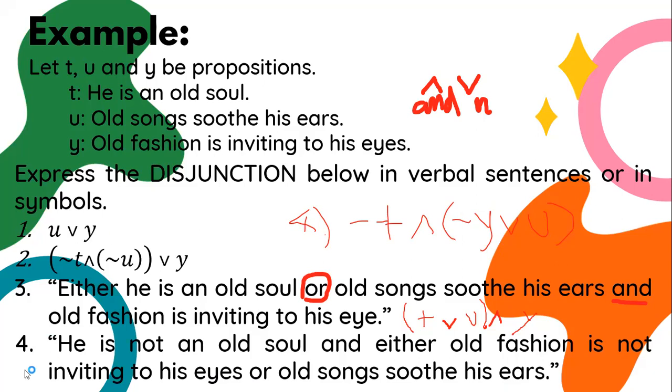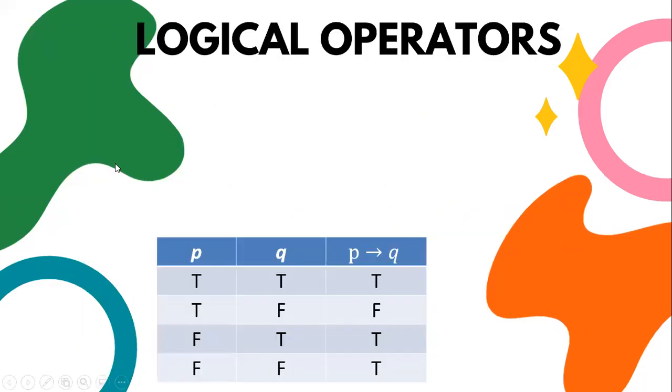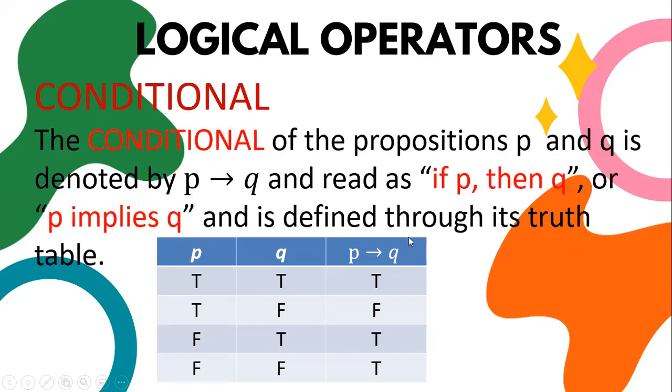Dali lang intindihan, no? Sino nagre-raise ng hand? O kanina pa yan. So clear ko lang ha. Thank you mga anak for answering. Let's have the next slide. The next logical operator is conditional. Sa conditional, ito naman yung gumagamit ng if-then statement.